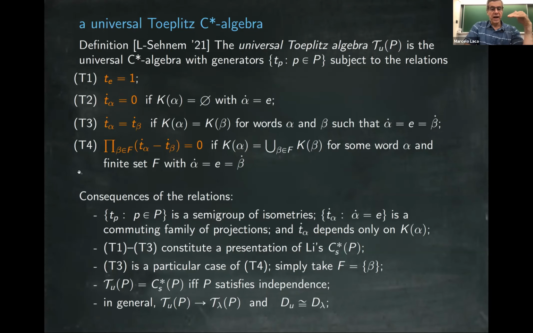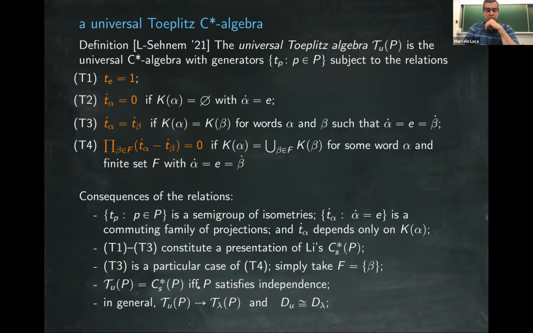So we're adding T4, so we're getting a quotient of C*_s(P). In particular, you notice that T dot α equal to T dot β is a particular case of this one when the finite set F only has one word, because then T4 restricts to T3. The only reason we spell them out this way is so that we can cut off and say up to T3 is C*_s, and then past T3 is T_U.